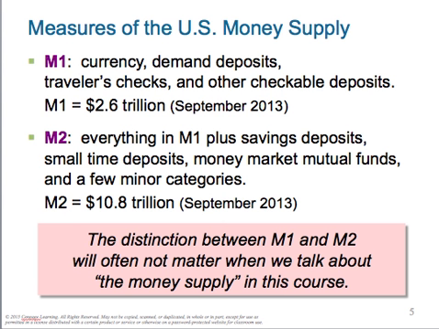Okay. M2 is everything in M1, so everything we just talked about, plus savings deposits, small time deposits, money market mutual funds, and a few other minor categories. As of September 2013, again including M1, M2 is $10.8 trillion. The distinction between M1 and M2 will often not matter when we talk about, quote unquote, the money supply in this course. So don't read too much into it. It's just you have an M1 and you have an M2.